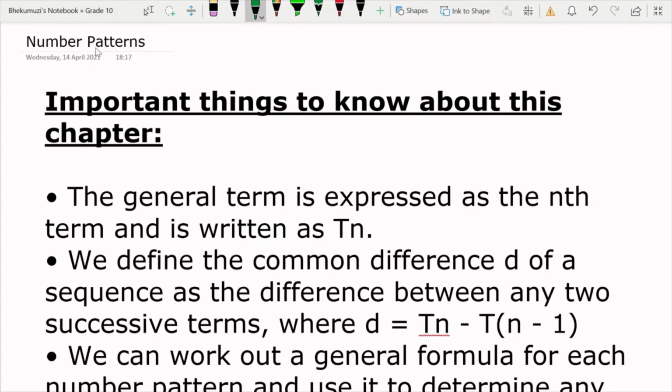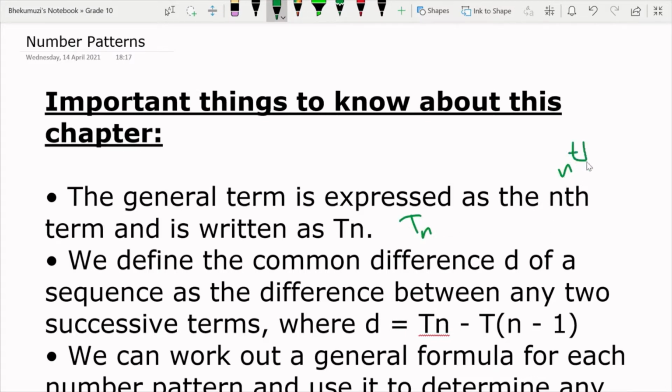Okay, so the important things you need to know about this chapter, and we are doing new number patterns, is that the first thing is that the general term is expressed as the nth term and is written as Tn, meaning in this form, Tn, like that. And this is the nth term, okay?